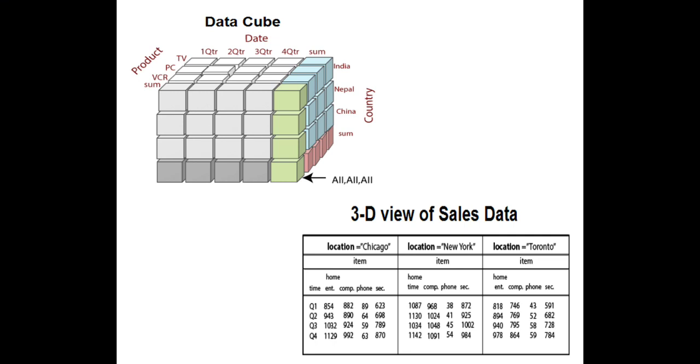Down here you can see a relational database view, like the 3D view of sales data. You can see the data is represented in the form of a table: location Chicago, location New York, and location Toronto. Then you have the item, that is a product. Then you have home. Those data will be stored in table format. So you can draw this diagram.